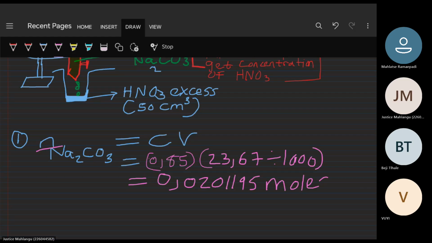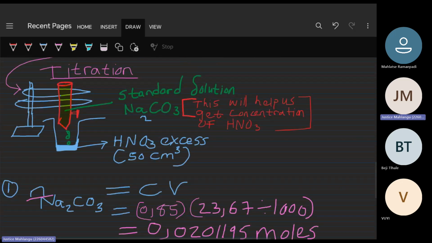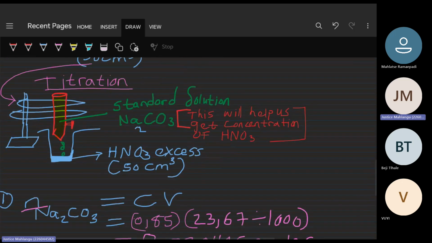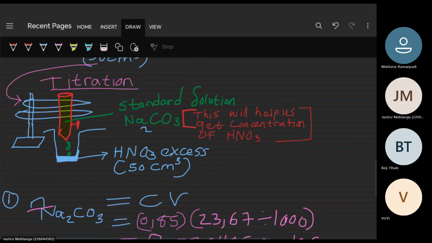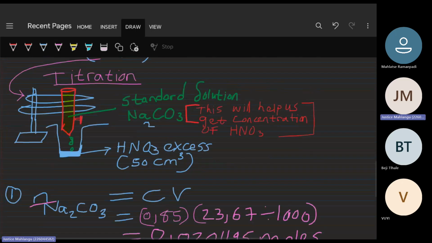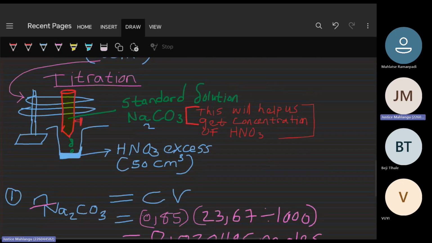So, guys, I want you to focus on titration only. In this titration, I've got the standard solution, which has concentration and the volume. I have now the number of moles. Can I get the number of moles of the one in excess, the nitric acid?